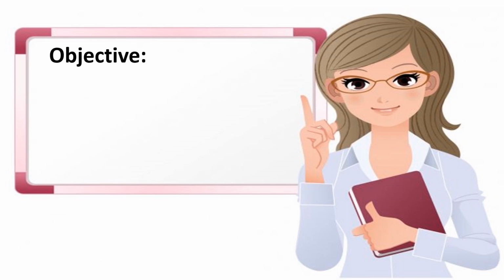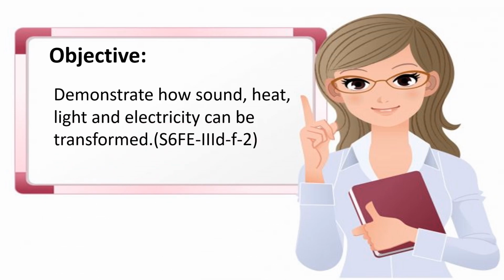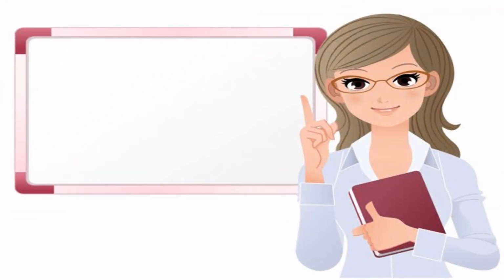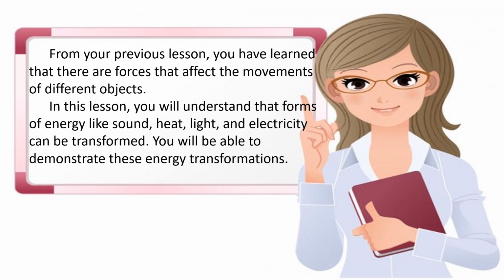So what is our objective? Demonstrate how sound, heat, light, and electricity can be transformed. From your previous lesson, you have learned that there are forces that affect the movements of different objects. In this lesson, you will understand that forms of energy like sound, heat, light, and electricity can be transformed. You will be able to demonstrate these energy transformations.